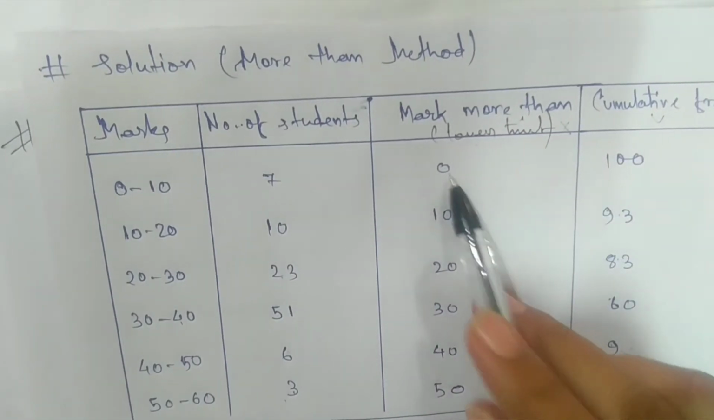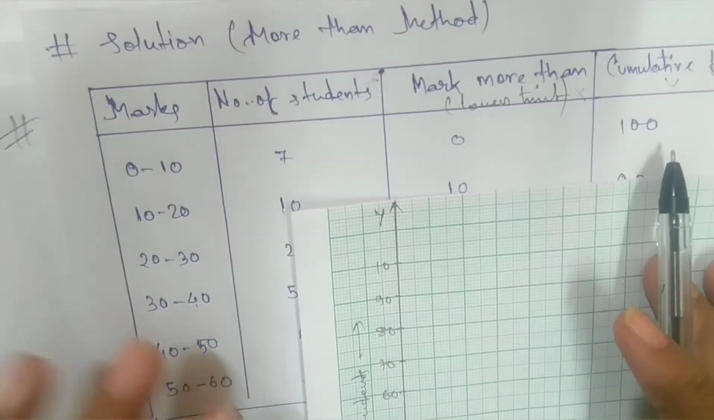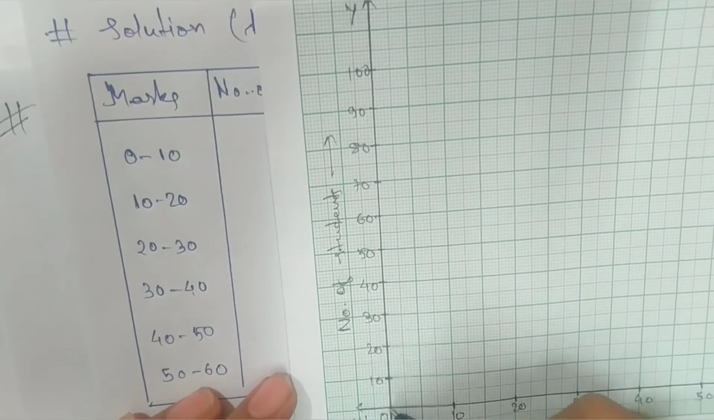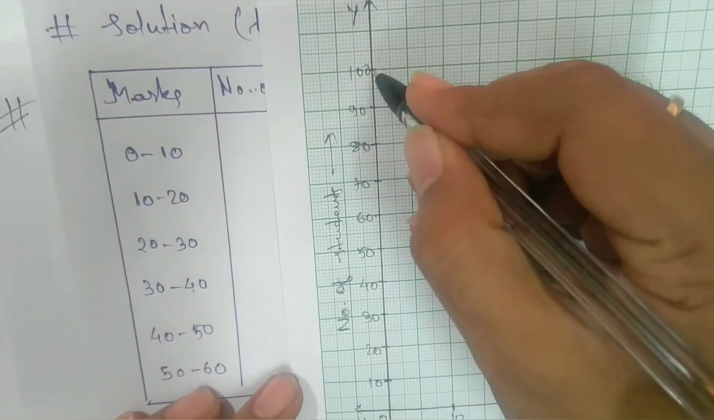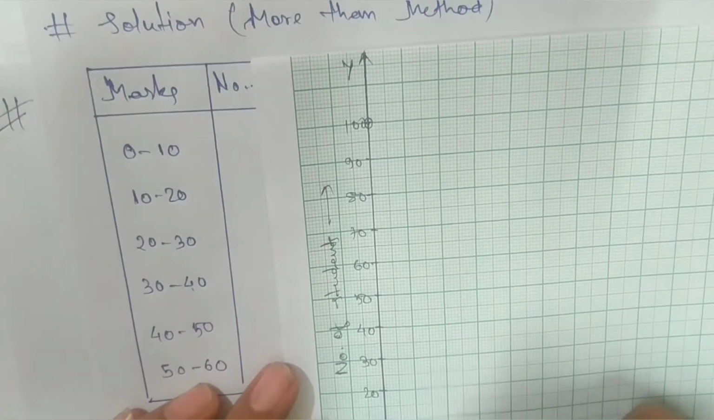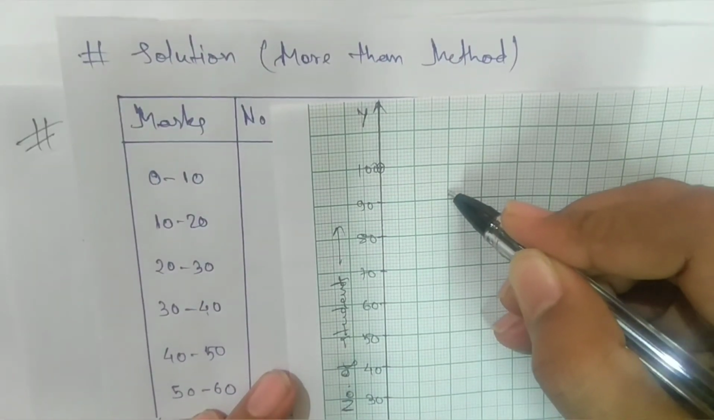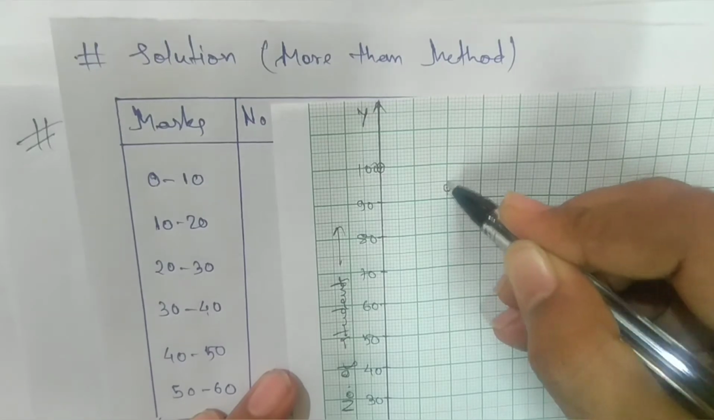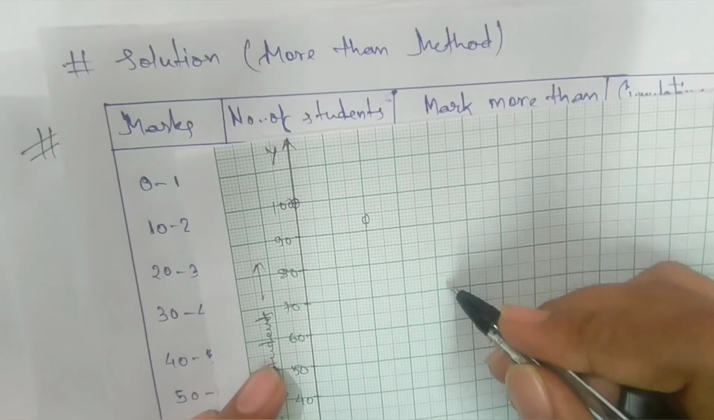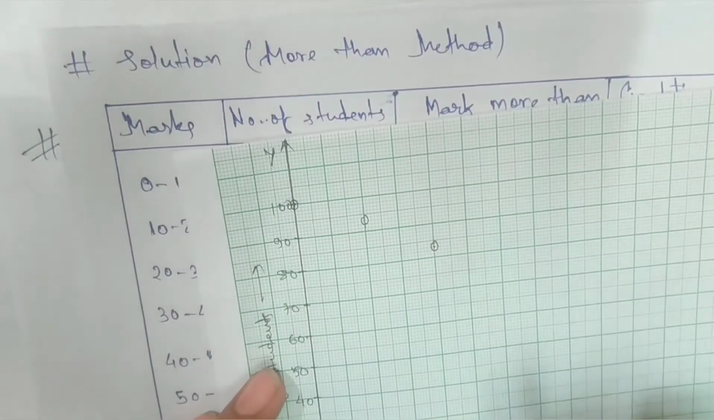Now we're going to plot this. So here we have the graph, from 0 to 100. Here we have 100, and this will be your 0. Next is 10 to 93. 10 is here, and 93 we're going to find here, this is your 93. Next 20 to 83. So 20, here we have 83.